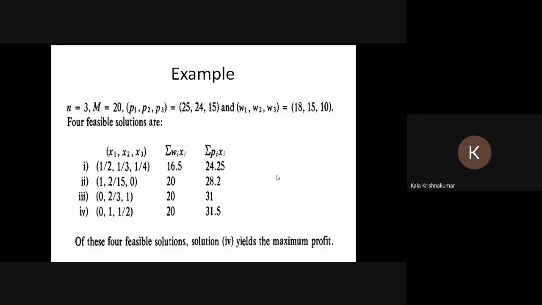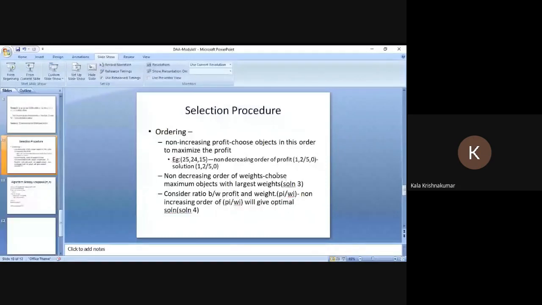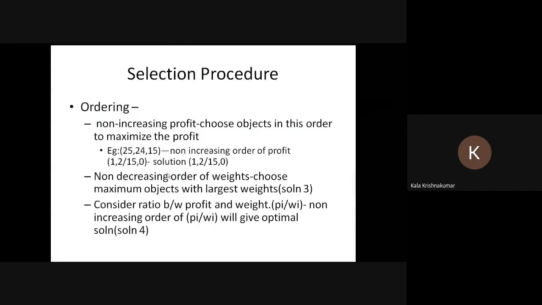So which means 2 by 15 is your condition, which means this one is your solution: 1 comma 2 by 15 comma 0. So 1 comma 2 by 15 comma 0, that will give you a solution.